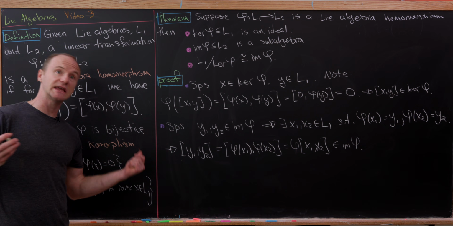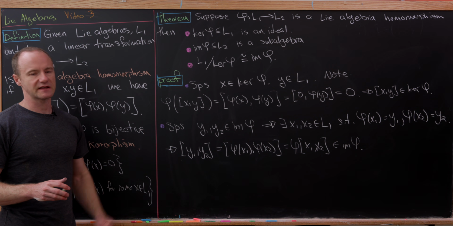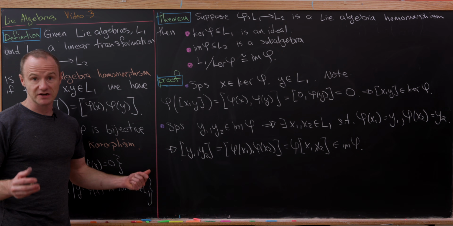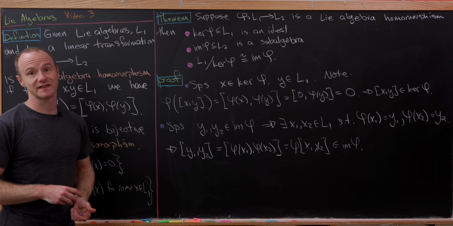Again, it needs to be a vector subspace, but the image of any linear transformation is a vector subspace of the codomain. So I think we're okay there. Now let's move on to the last dot.